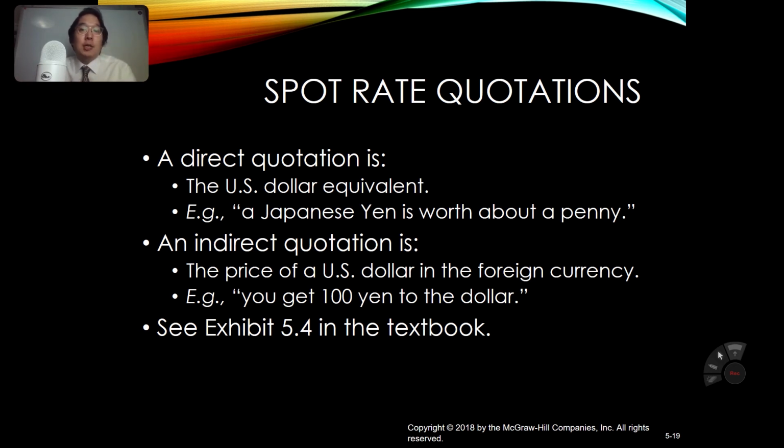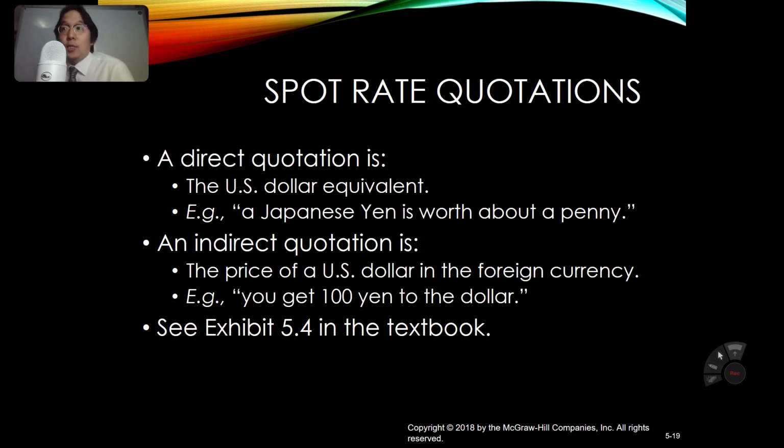Direct quotation is the US dollar equivalent. It works this way: a Japanese yen is worth about a penny in US dollar terms. That's called a direct quotation, based on your home currency. How much is a foreign currency worth in terms of your home currency? That's direct. US dollar, how much is it based on my home currency, Korean currency? 1,220 Korean won. That's direct quotation.